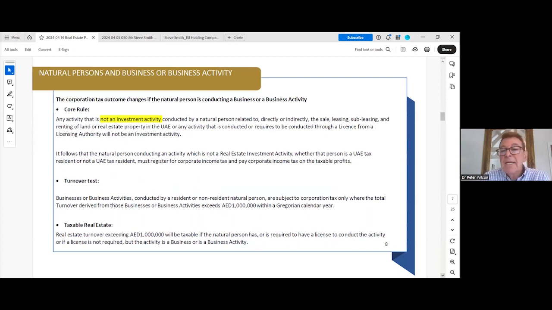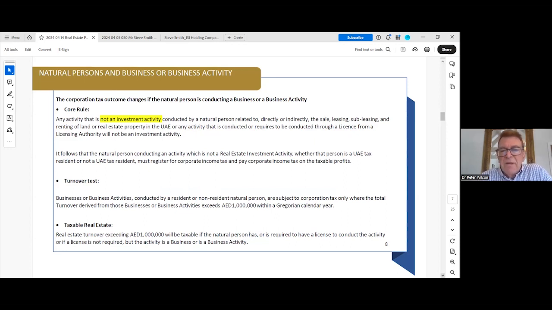Okay, so here let's assume that the person has got 10, 20 properties. I recently, as strange as this may sound, about a month ago, a gentleman came to me who told me that he'd sold 2 billion dirhams worth of property in the UAE last year. This was a natural person, and he asked me whether I thought if his activities carried on in 2024 like that, would he be liable to corporate income tax?